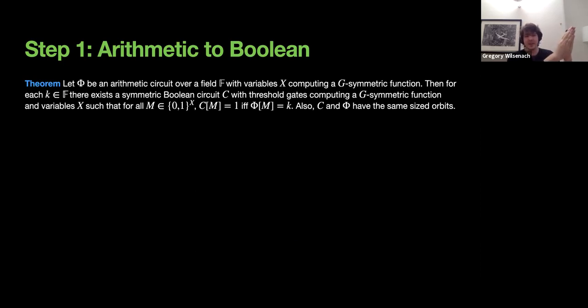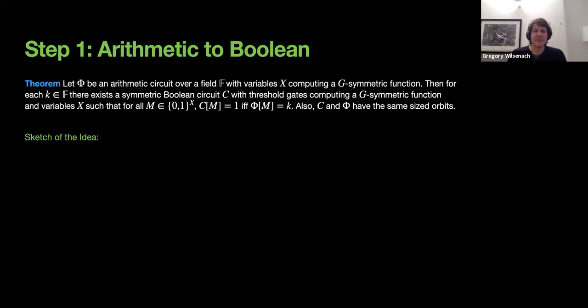And suppose we have some K, an element of the field. It follows then that there's a symmetric Boolean circuit C that's symmetric in exactly the same sense, that has exactly the same variables. And the symmetric circuit C outputs a 1 if and only if the arithmetic circuit evaluates to K for the same input. And importantly, C has the same sized orbits as the arithmetic circuit phi. In actual fact, as an aside, it in general blows up exponentially, but the orbit size is preserved.